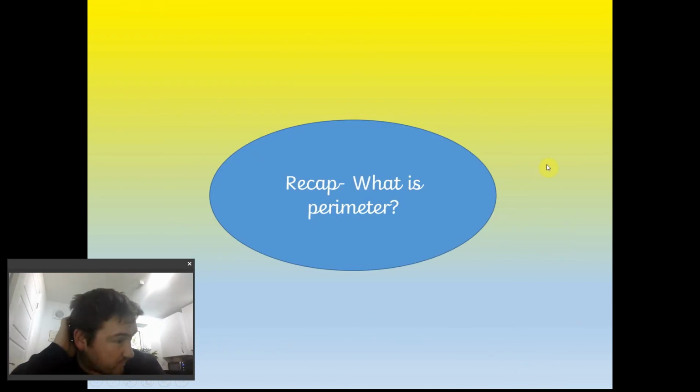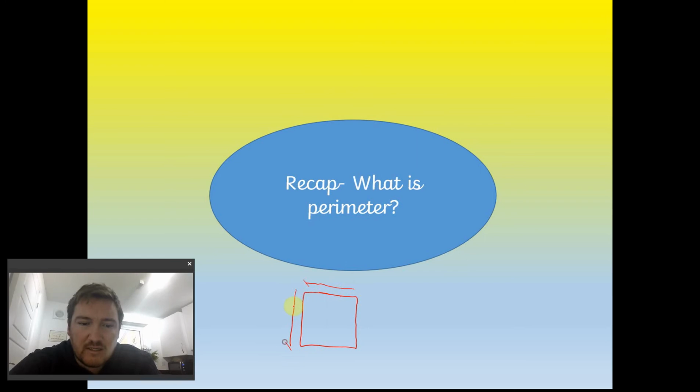So recap, what is perimeter? So we went over this yesterday. Let's see if this time we can get the perfect answer. So pause the video for a second and write down your answer. Okay, so if you put the outside measurement of an unbroken shape, you've got the perfect answer. The outside edge of an unbroken shape. So it's all the lengths of an unbroken shape added up.